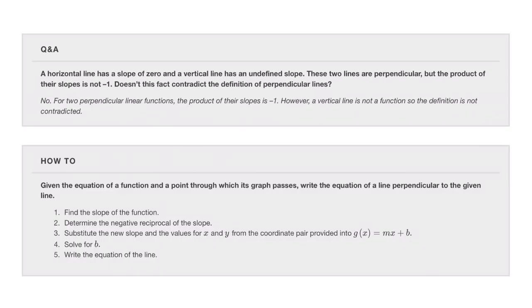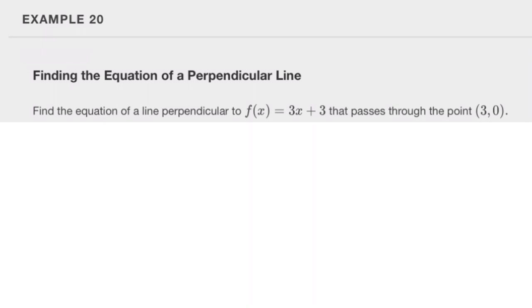So for two perpendicular functions, the product of their slopes is -1. However, a vertical line is not a function, so the definition is not contradicted. I'm going to just let this be and go into the next part. Find the equation of a line perpendicular to this that passes through this point.